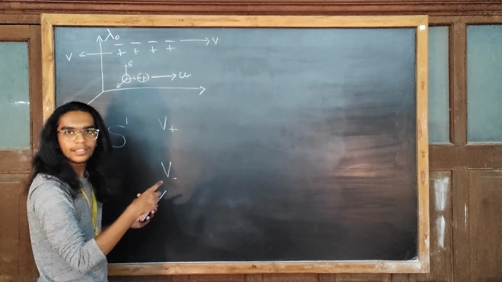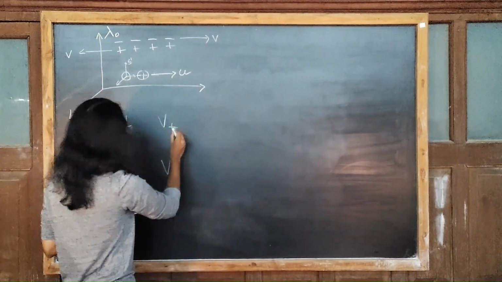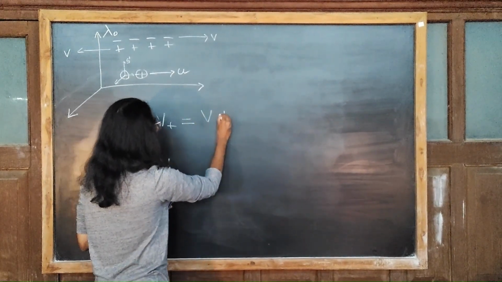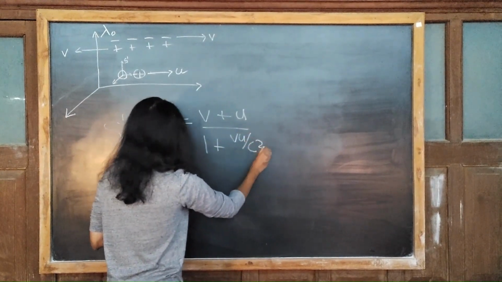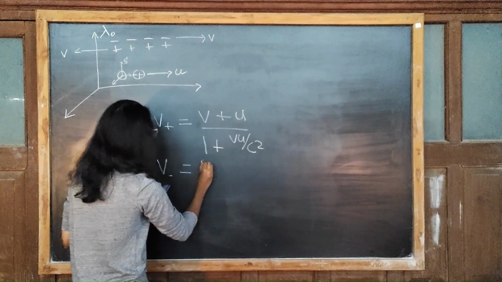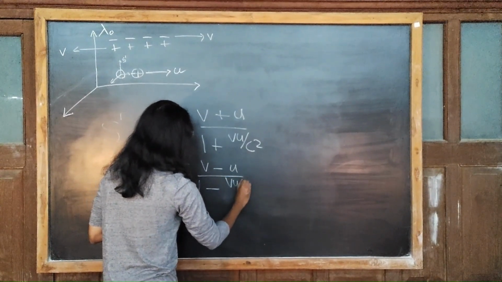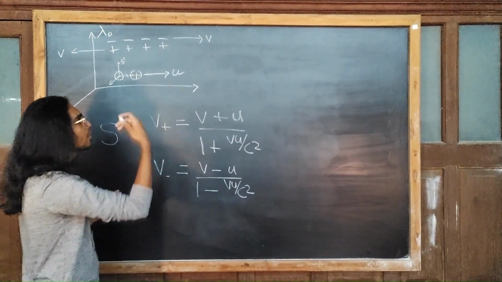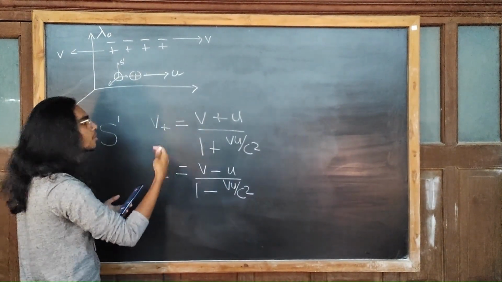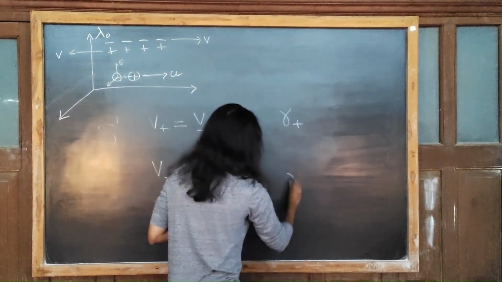Now the change in velocities is accounted for by Einstein's velocity addition rule, which is given by v plus equals (v plus u) divided by (1 plus vu upon c square), and v minus will be given by (v minus u) divided by (1 minus vu upon c square). Because there is a difference in velocities, the Lorentz factors associated with these will also be different. Let those be denoted by gamma plus and gamma minus.